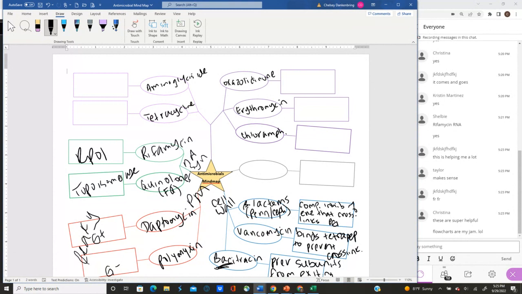I ran out of space for that one. That last one is chloramphenicol. I'm going to go ahead and write my keywords in there. One second.